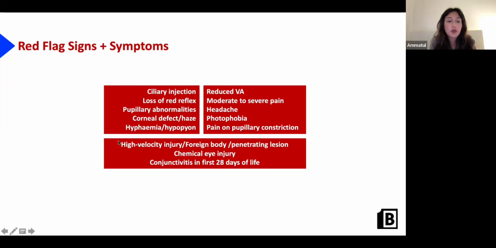You could also inquire about the mechanism of injury if it is an injury. So it can be a high velocity injury, a foreign body or a penetrating lesion, or a chemical eye injury. You can refer them straight away to an ophthalmologist. Conjunctivitis within the first 28 days of life also requires investigating.